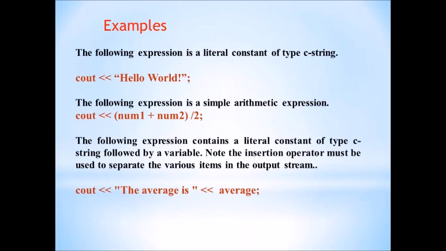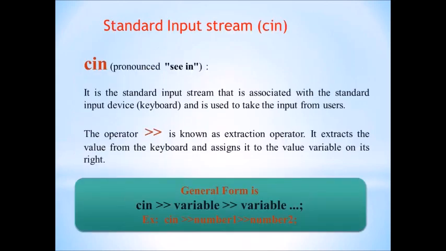So for that purpose, you have to use the cout statement again. The cout insertion operator, the message "the average is" that is to be displayed on the screen, and again the insertion operator, the value of average. So the insertion operator must be used to separate the various items in the output stream.